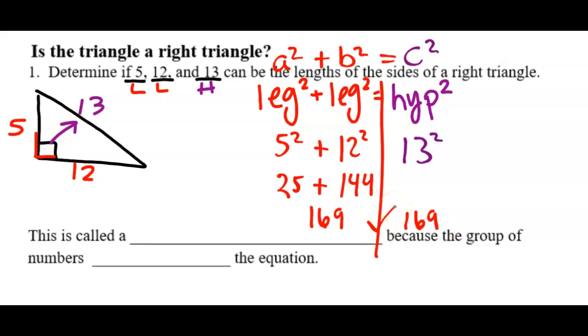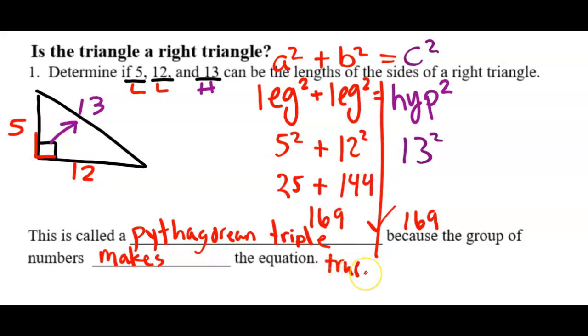So, this is called a Pythagorean triple. You won't need to know that. Just some added information. Okay? It's called a Pythagorean triple. You will need this next year because the group of numbers satisfy or make the equation true. Makes the equation true. Okay? That's supposed to be an E. There we go. All right, great.